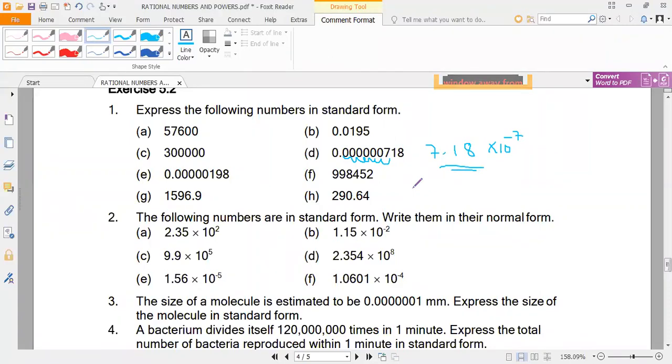So whenever we move the decimal point backwards, the power becomes positive. If it moves forward, the power becomes negative. So in this case, it will move 1, 2. So the answer will be 2.9064 times 10 to the power positive 2. The decimal point moved 2 steps backwards, so the power is positive 2.